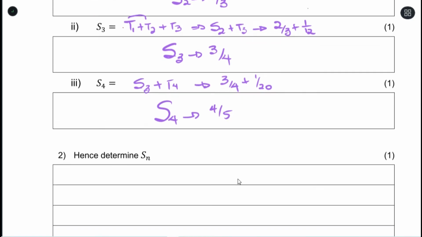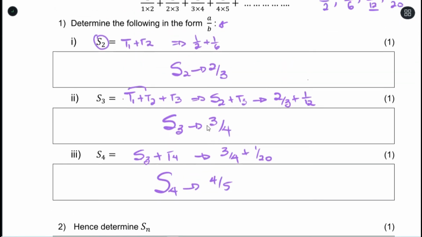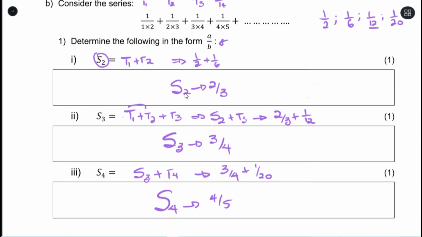Now, the question says hence. Hence means continue from the previous stuff that we've done. Determine Sn. Now, we will notice a particular trend in this question. For S2, you had 2 over 3. S3 was 3 over 4. S4 was 4 over 5. So we can see that the value connected to your S is always the numerator. As you see 3 here, 3 is the numerator there. You have 4 there, 4 is the numerator over there. And the denominator is the numerator plus 1.